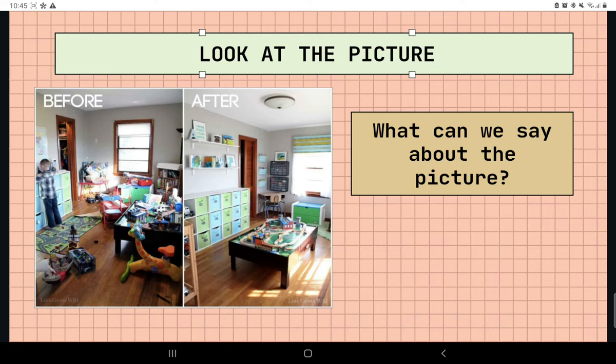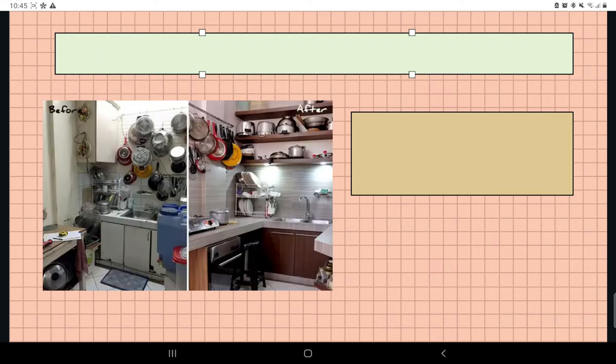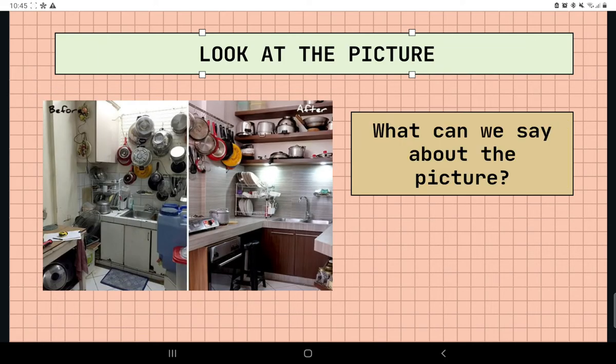What can we say about the picture? Okay, good. The first picture shows a messy room, while the second picture shows an organized room. So it's okay now, it has been fixed, it has been tidied up, so to speak. Let's see the next one. How about this? Before and after. What can you say about the picture? Who can relate? The messy kitchen and the organized kitchen.